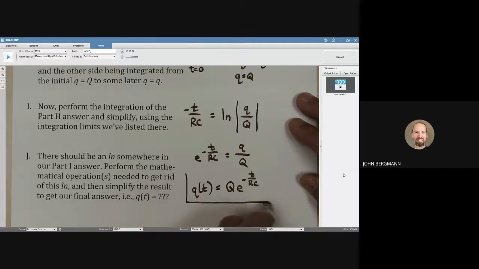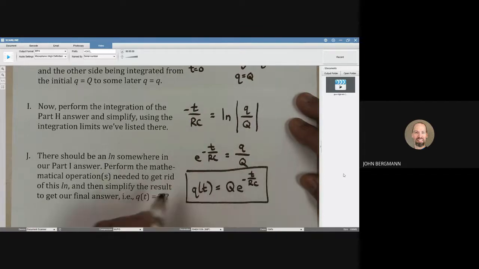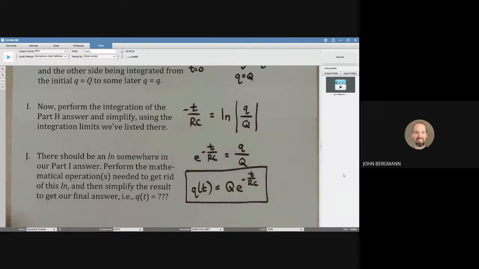All right, let's see if this makes a little bit of sense, and I think it does, because the charge on the plates should be falling, and we decided that if an equation had just e to the minus something, that it would be a falling graph or a decaying graph, and that is what we have right there.